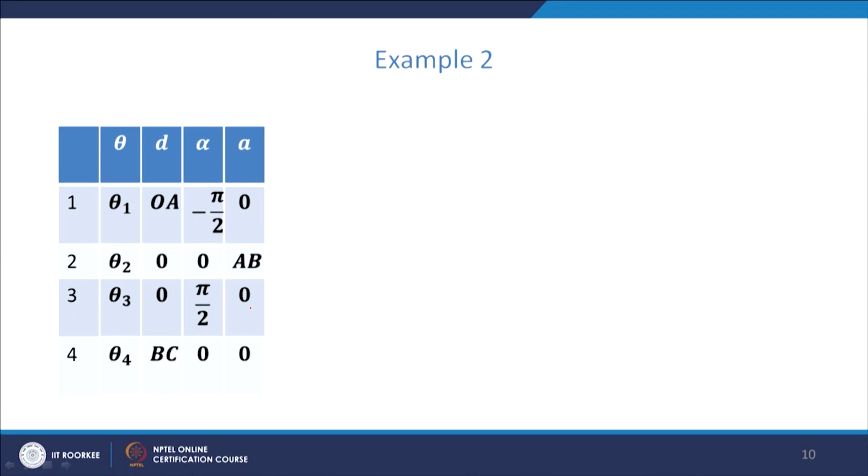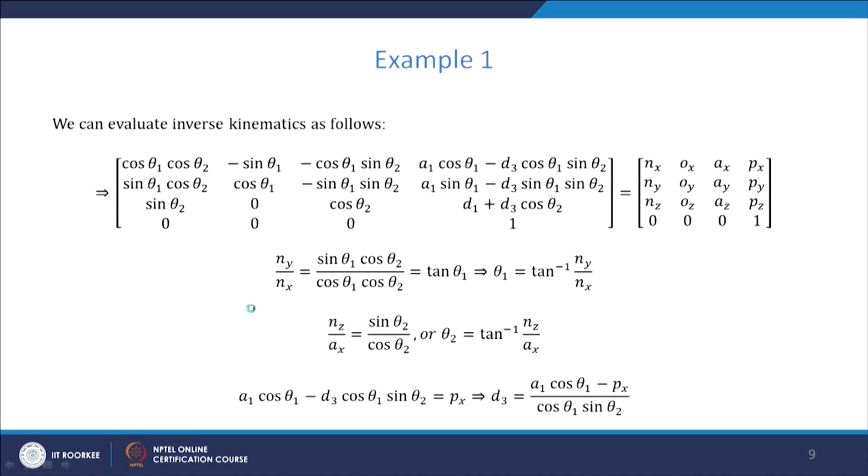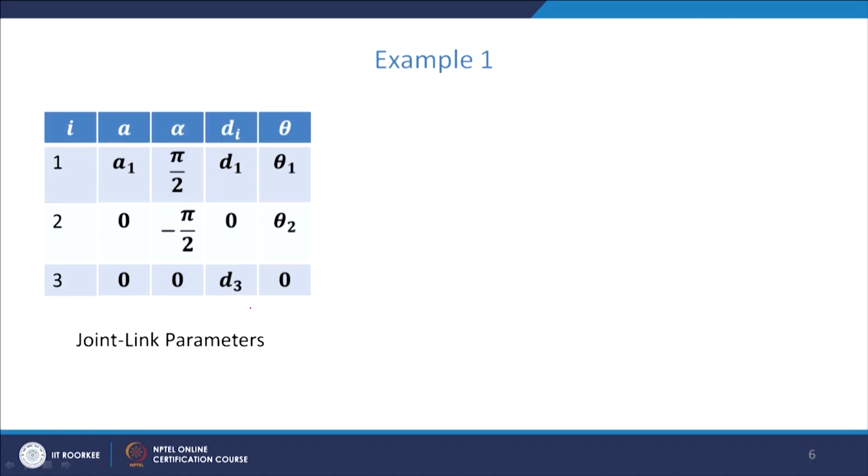Hello viewers, in this lecture we will see two examples for inverse kinematic solutions of robot manipulators. So, in the first example we will see a 3 degree of freedom manipulator, and then in the second example we will see a 4 degree of freedom robot manipulator, for which we will construct the kinematics equation and then the inverse kinematic solutions. So, for this first example we see the following robot manipulator.